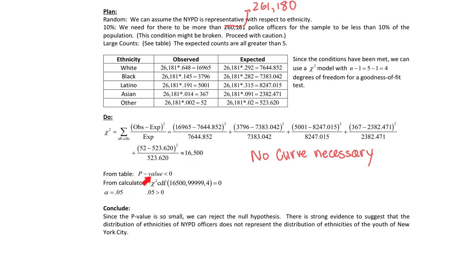We take a look at our table, and we will do that together in class. We'll actually look at that value. It's a very, very small number. It's 0. It's not going to happen. So we're going to reject this null hypothesis. Strong evidence, very strong, because our probability is 0, to suggest that the distribution of ethnicities of New York police officers does not represent the distribution of the youth in New York City.